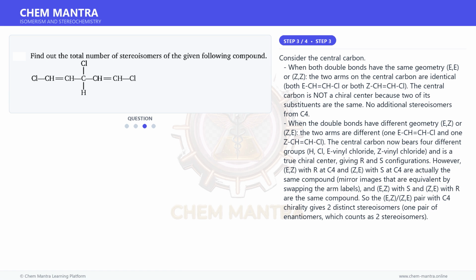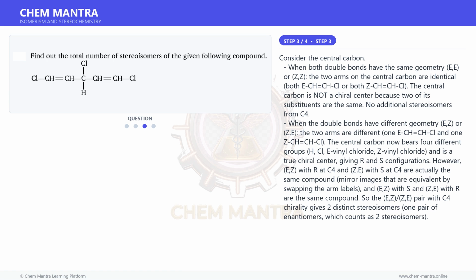When the double bonds have different geometry, E,Z or Z,E, the two arms are different, one E-CH=CHCl and one Z-CH=CHCl. The central carbon now bears 4 different groups, H, Cl, E vinyl chloride, and Z vinyl chloride, and is a true chiral center, giving R and S configurations.